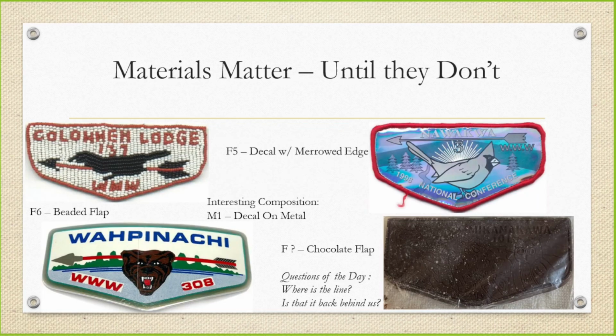Here are some more examples, and some of these are a little questionable. You have an F6, the beaded flap, and this is one that's considered an official lodge issue. You, of course, have ones that are not considered official lodge issues that somebody just privately made up. You have the decal with the merrowed edge. Well, that's weird, but Nawakwa owns a merrowing machine. The lodge has one. So when they want to change the merrowed edge on a patch, they change it themselves. And so they just order decals and merrow them themselves.